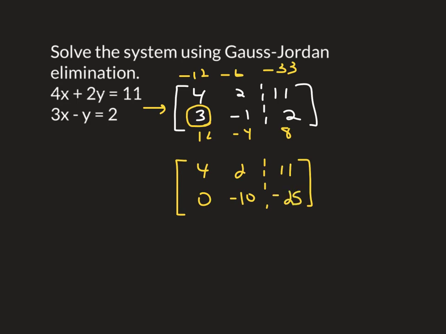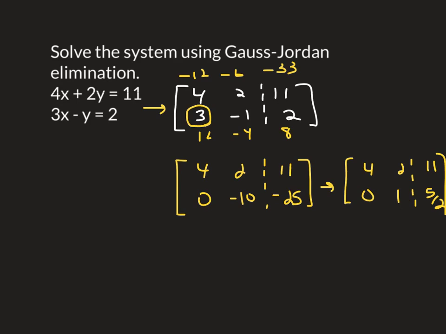Now I want my bottom row to be 0, 1, something, so I'm going to divide the whole bottom row by -10: 0, 1. And -25 divided by -10 is 2.5, or just 5/2. Top row is still the same. So that quickly, I've already fixed my whole bottom row.